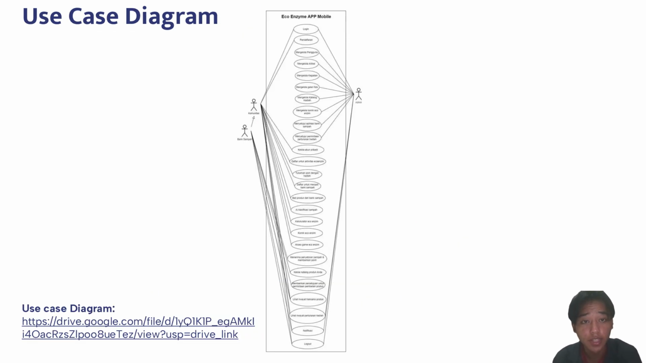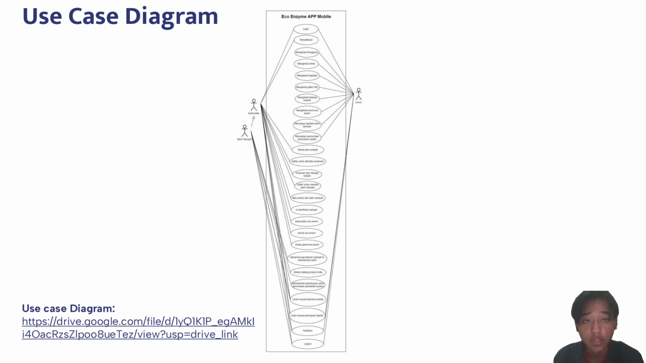Okay, thank you, Hardy. So this slide shows the use case diagram of the Eco Enzym mobile application. There are 3 main actors here. First is admin, second one is bank sampah or waste bank, and third one is community or communitas. The admin manages the user, article, activities, photo galleries, and reward catalogs, and also approves requests from the other users.